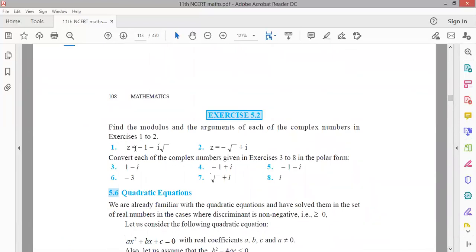So here's question number 1 of exercise number 5.2. We can find its modulus, and we can find its argument here also. On the same lines as in our exercise, we can find the modulus and the argument of the given complex numbers. On finding the modulus and the argument, we can write the values of R and theta in the polar representation, and we can find the polar representation of the given complex number.